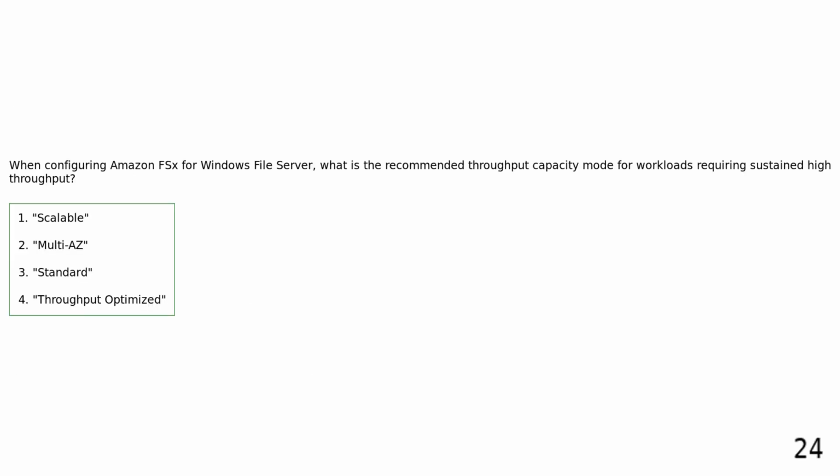When configuring Amazon FSx for Windows File Server, what is the recommended throughput capacity mode for workloads requiring sustained high throughput? Scalable. Multi-AZ. Standard. Throughput optimized. The throughput-optimized capacity mode for Amazon FSx for Windows File Server is recommended for workloads that require sustained high throughput.